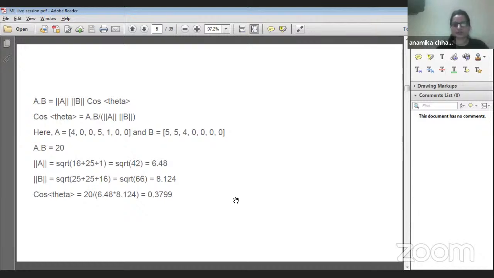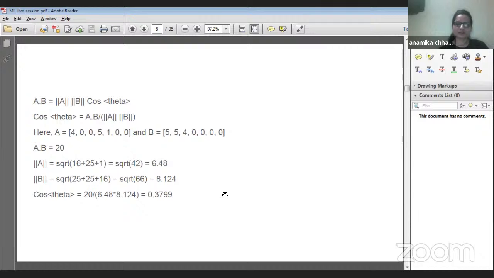So what is L2 norm? That's the magnitude. You know the formula for that, square root of the sum of squares of individual elements. And A dot B is the sum of multiplication of the corresponding elements. So let's see how we do it. A is given this, and B is given to be this, and A dot B, what will that be? You multiply 4 by 5 plus 0 by 5 plus 0 by 4 plus 5 by 0 plus 1 by 0 plus 0 by 0 plus 0 by 0.